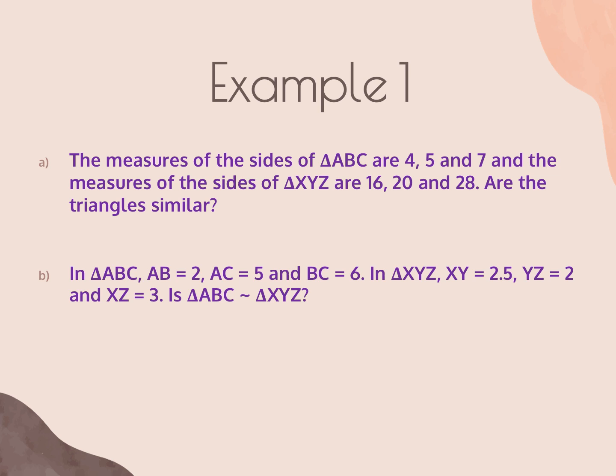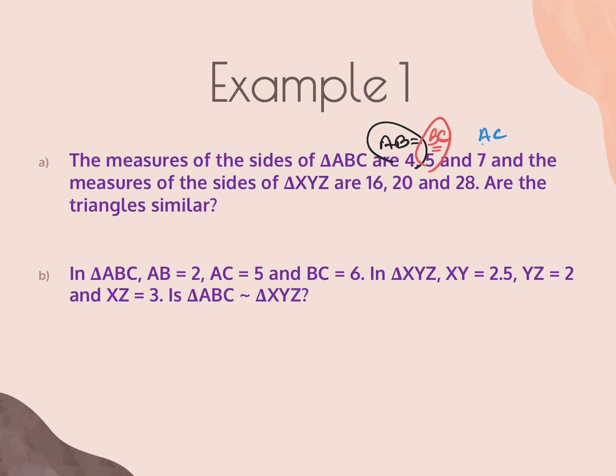All right, so here, example 1, it's got 2 parts to it. Now, for example 1A here, notice when they're describing the measurements of the sides, they didn't tell us what side matched with the 4, 5, and 7. So I'm going to tell you that now. So the 4 is going to be for side AB. So AB equals 4. The 5 is going to be for side BC. And then the 7 is for side AC.